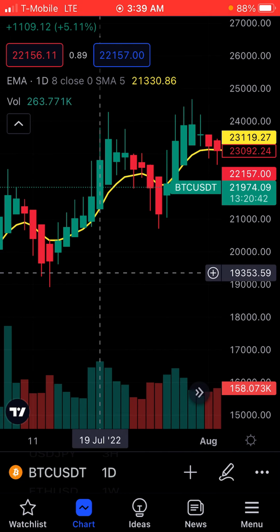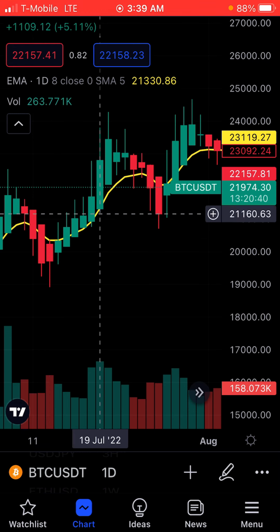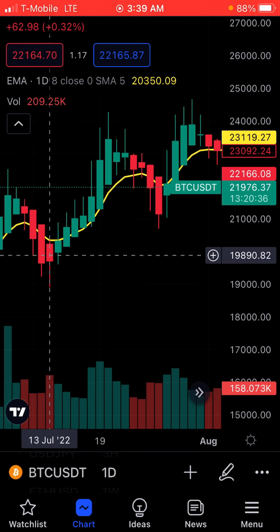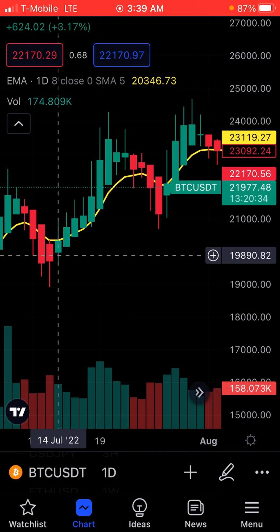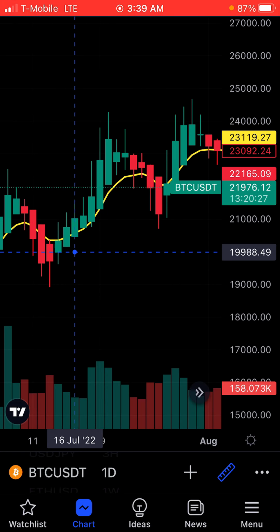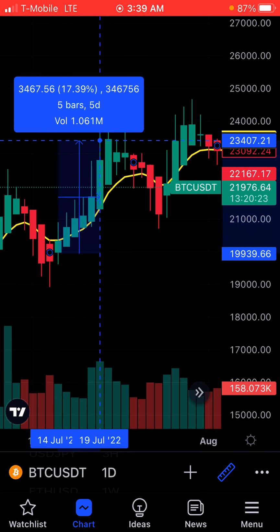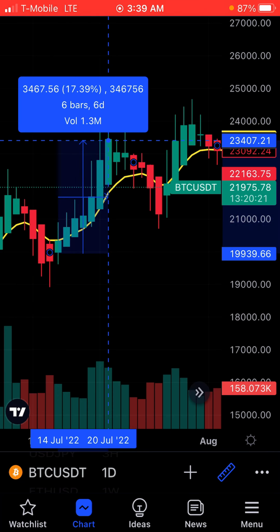Let's look at this one right here that has a lot of green candles. So we see a red bar going into a green bar. 174,000. So that could be a good one. Well, it is a good one because you see if you came in right here, you sold like up here, that's 17% in 6 days.